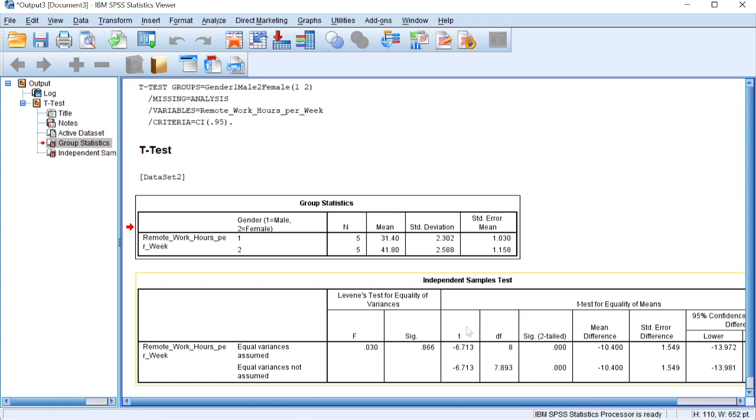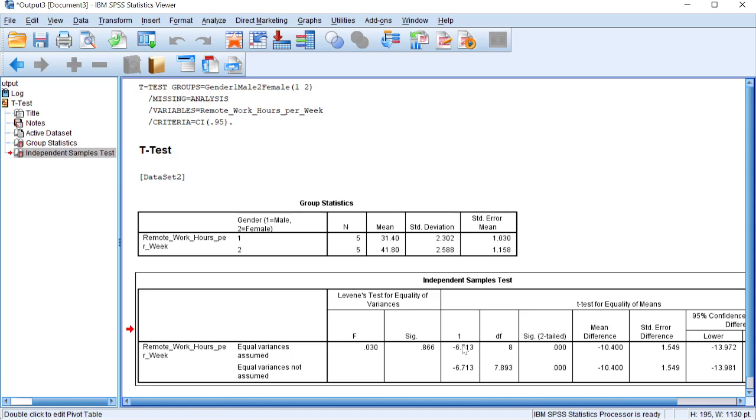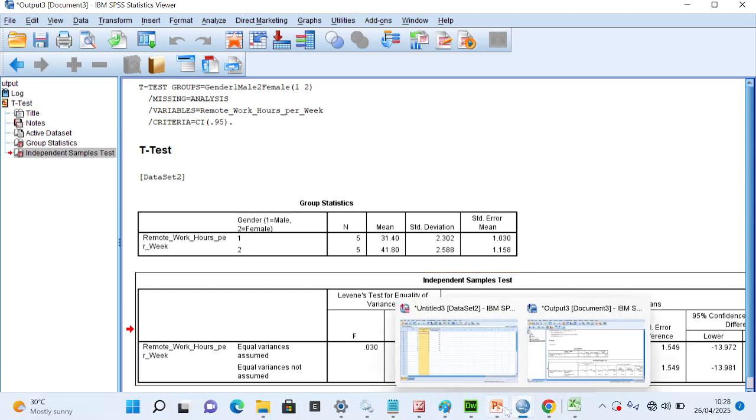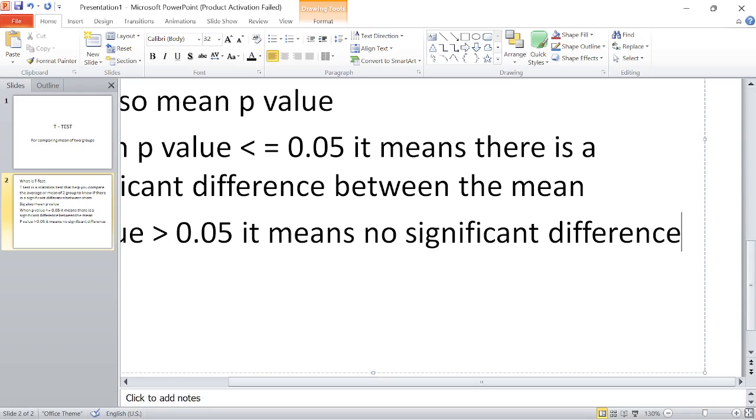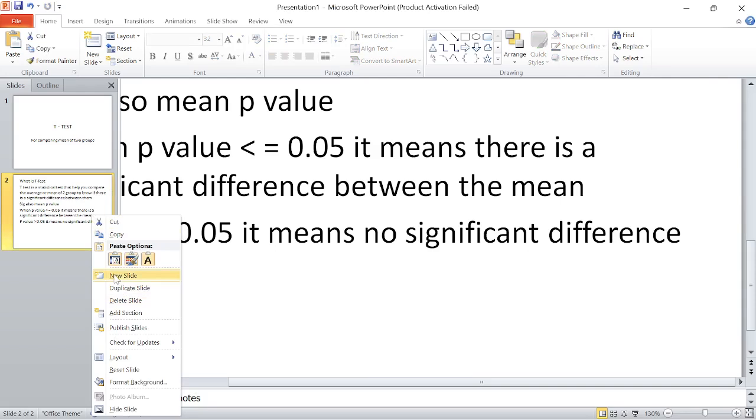Now, after you've gotten that, the next thing is the T test. So let me go back and let you get one or two things about the T test as well. Looking at this, I'm seeing minus 6.713. Let me go to the next slide so that I'll be able to explain very well.